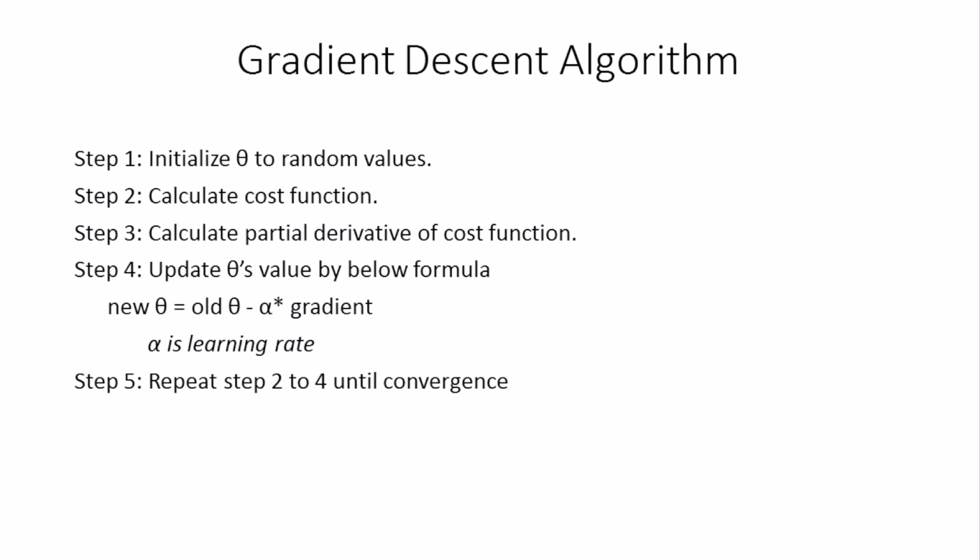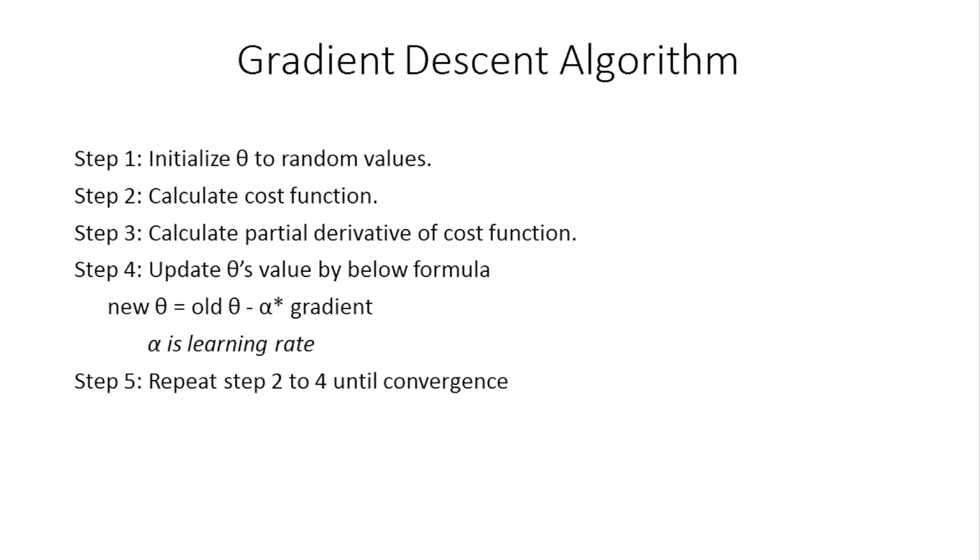First, we have to initialize theta with some random value. Then calculate the cost function. Next step is to calculate the partial derivative or gradient of cost function. After this, we are going to update theta's value. New value will be old theta's value minus alpha into gradient, which was calculated in the previous step.